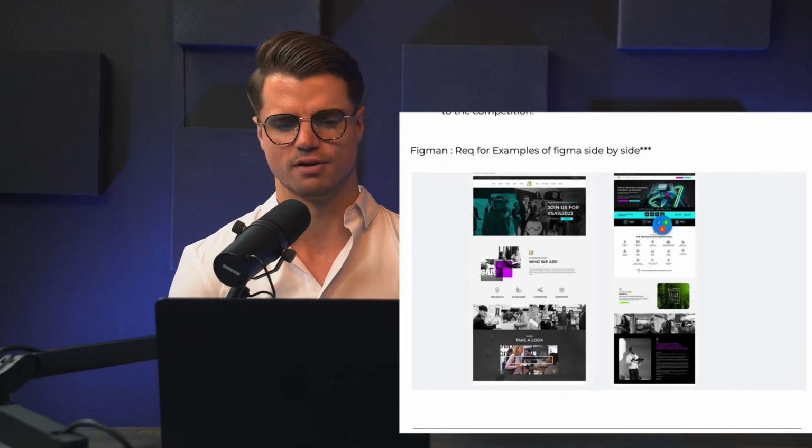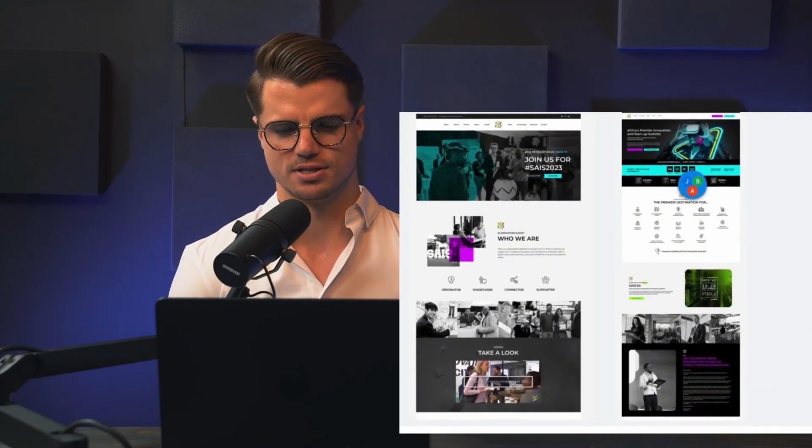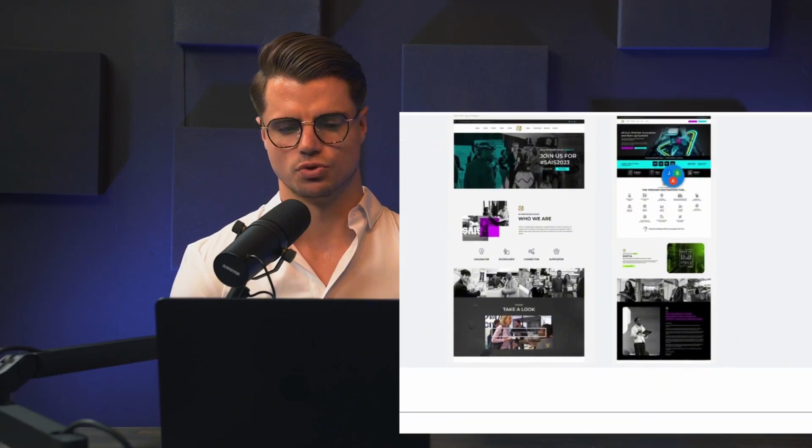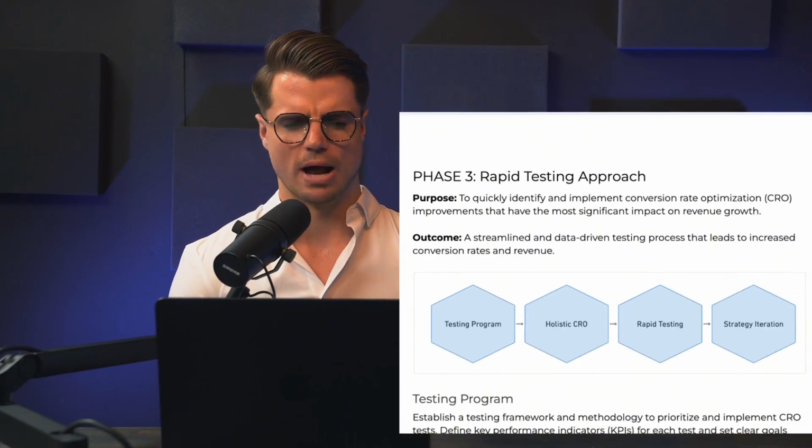I just literally took a screenshot of the Figma and put it in here so you guys can see some iterations that were made. You guys also know now why. So phase 3 with the rapid approach.